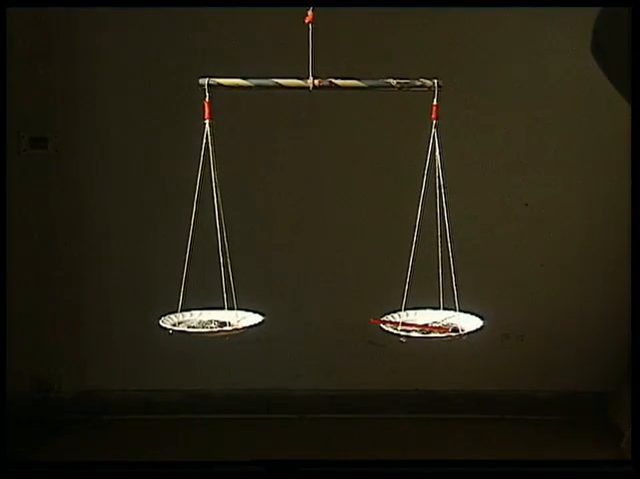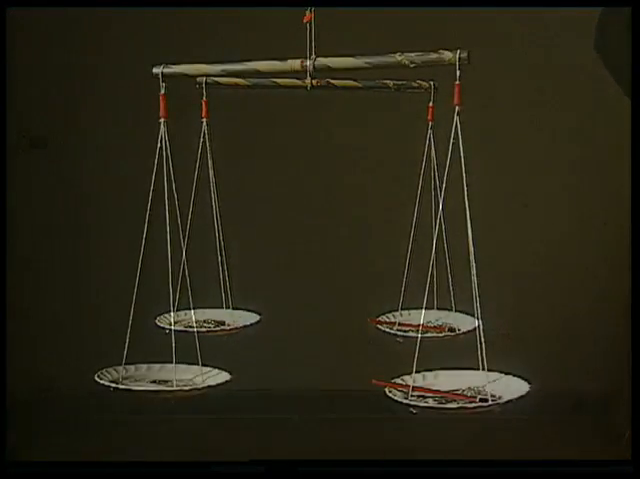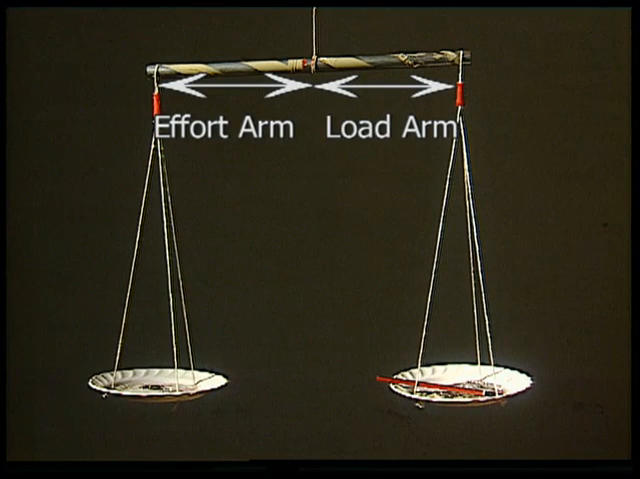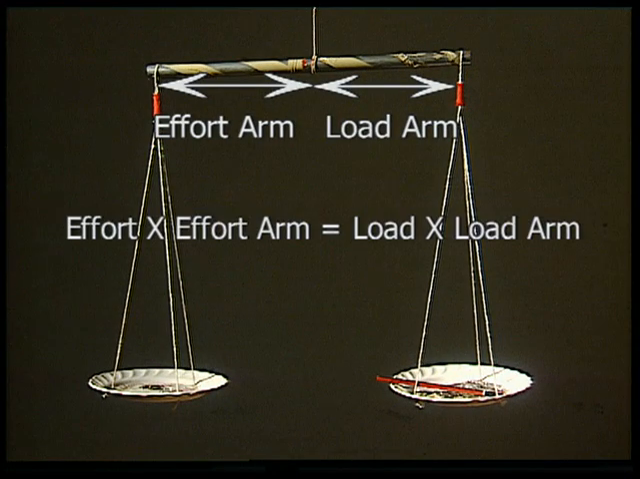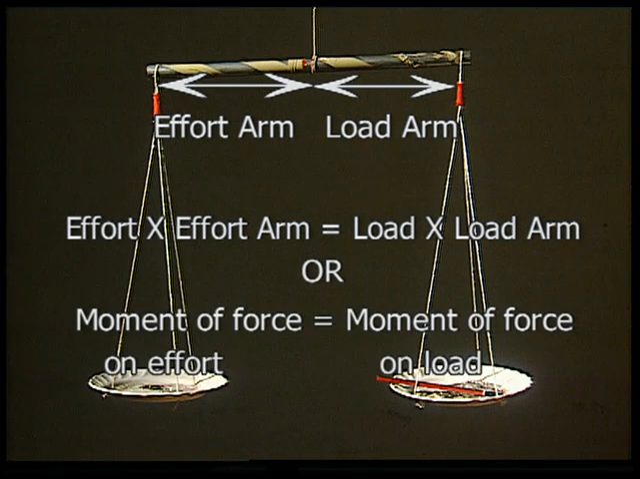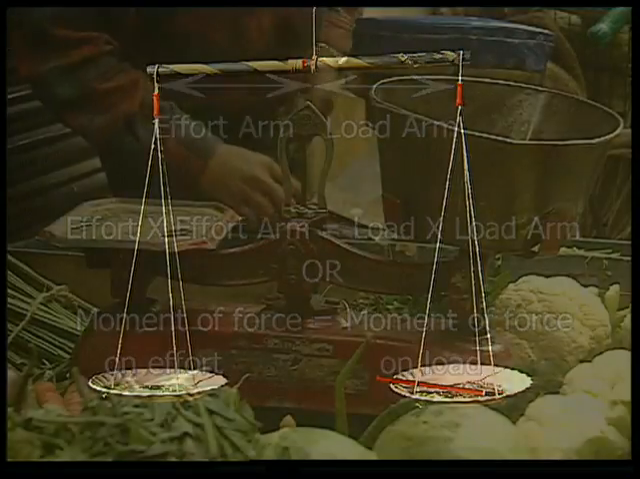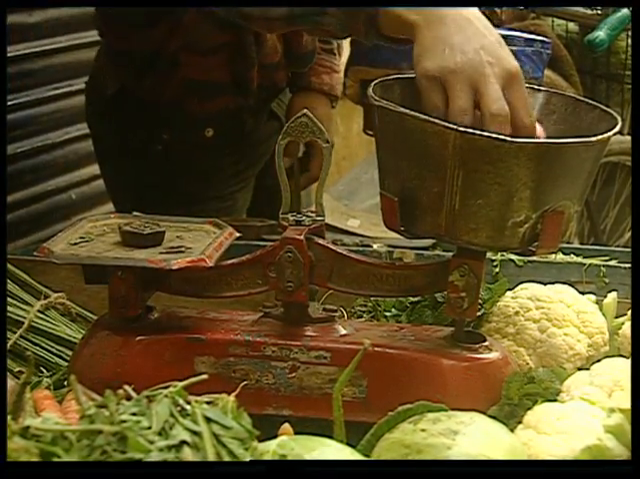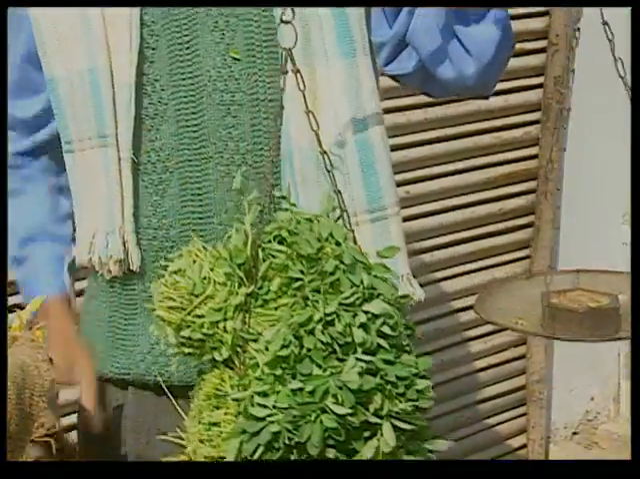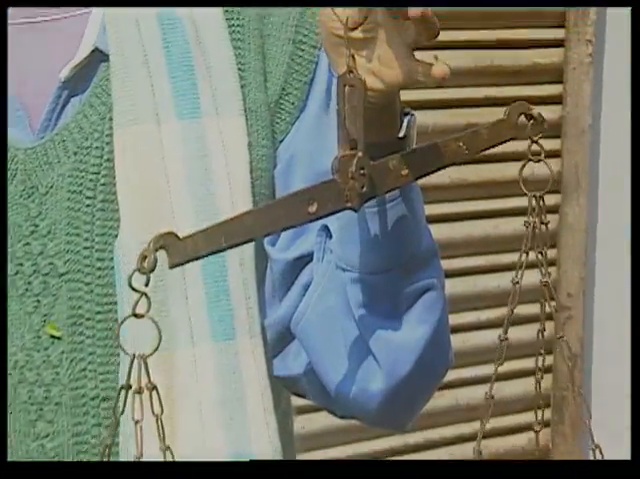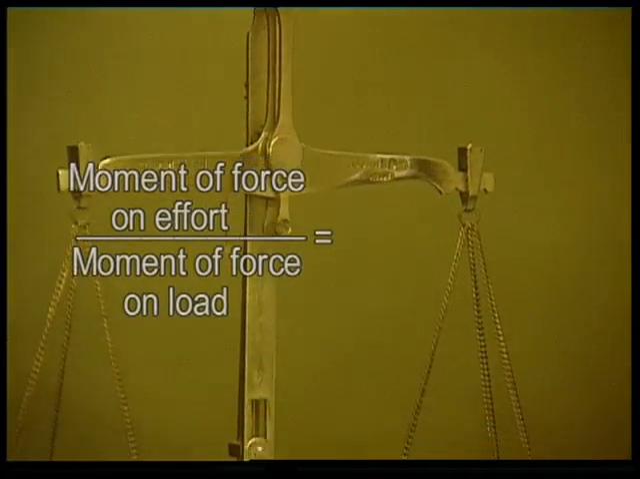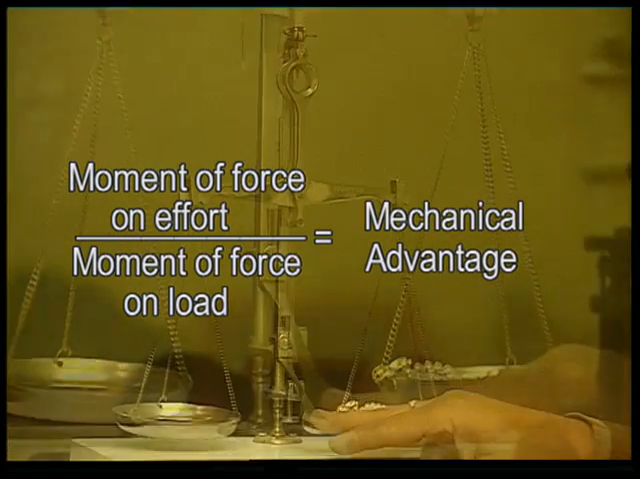Is there any other way of restoring the balance? What we have established is that the arms of the lever also have a role to play. The balance is restored when the moments of the force are equal. This also means that the shopkeeper can balance a smaller quantity by a larger weight. He derives an advantage. We define a ratio of these moments as the mechanical advantage.